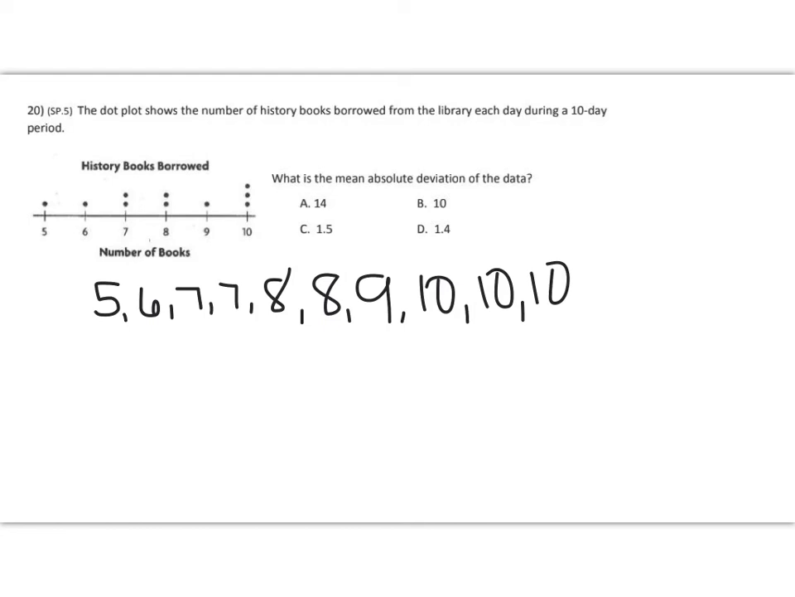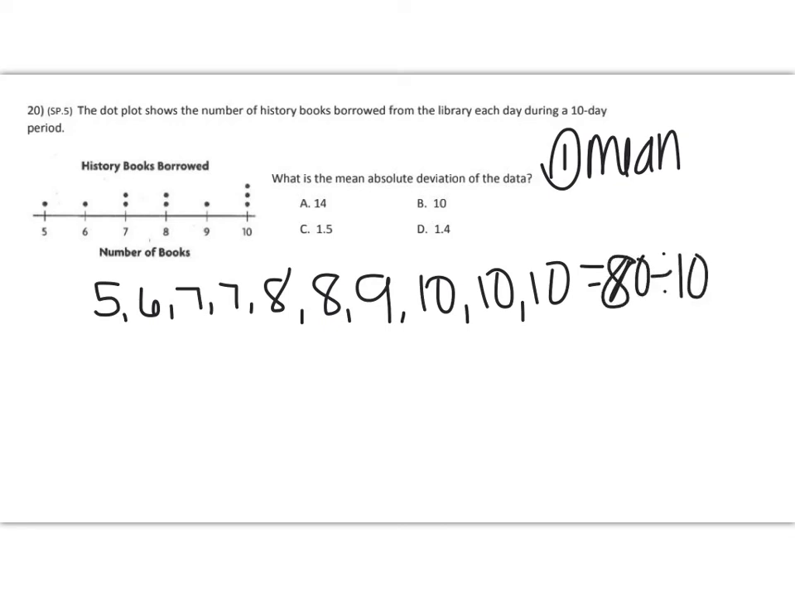So the first thing I need to do is find the mean of all of the data points. And I'm going to put that over here, the mean. So when I add all these data points up, I get 5 plus 6 plus 7 plus 7 plus 8 plus 8 plus 9 plus 10 plus 10 plus 10. I get 80. And I know there's 10 data points, so I'm going to take 80 divided by 10 and figure out that my mean equals 8.